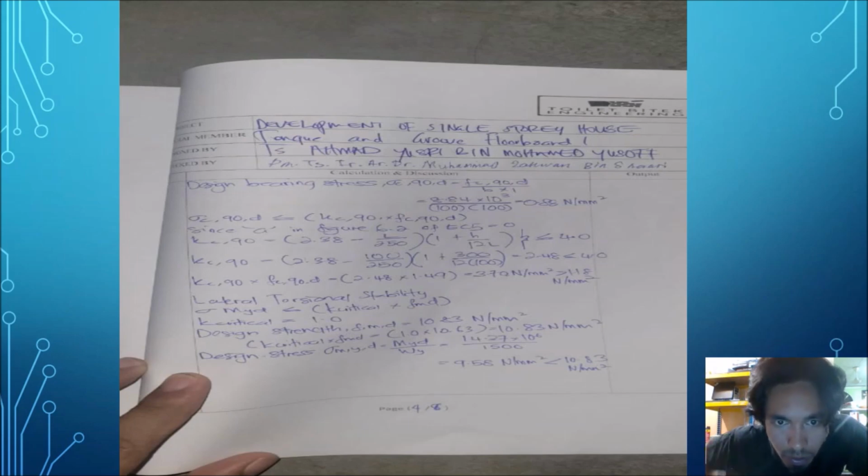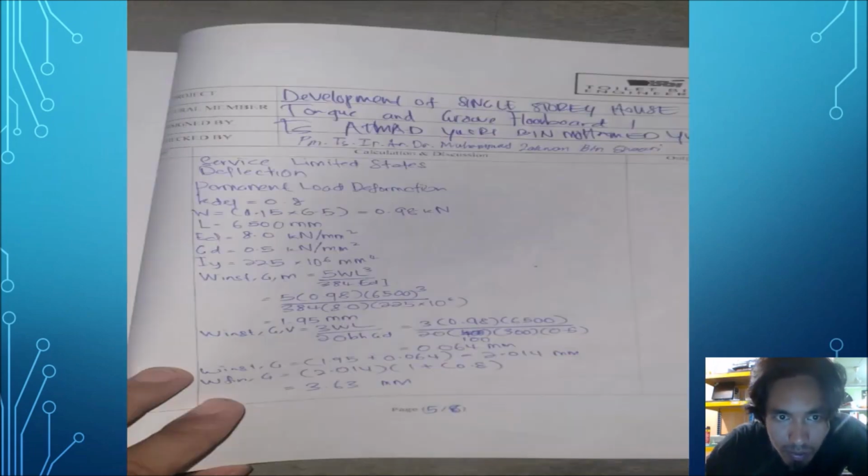Untuk lateral torsional stability kita menggunakan fm,y,d lebih kecil daripada k critical kali fm,d. K critical kita adalah 1.0. Dengan design strength fm,d kita dapat 9.58 Newton per millimeter square, lebih kecil daripada 10.83 Newton per millimeter square.